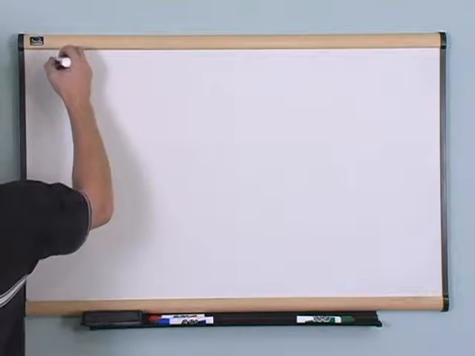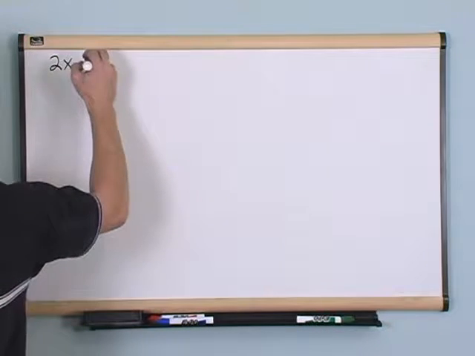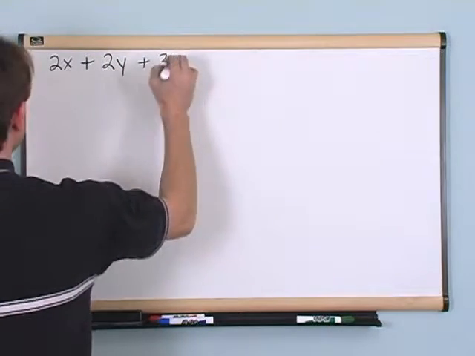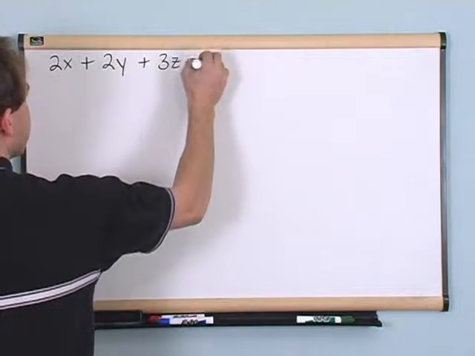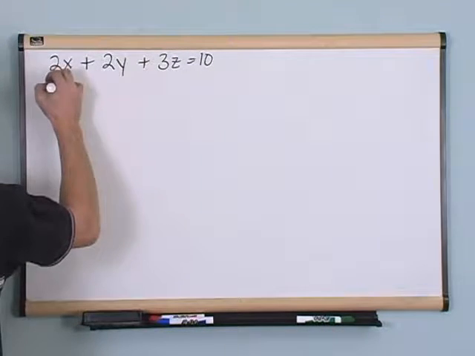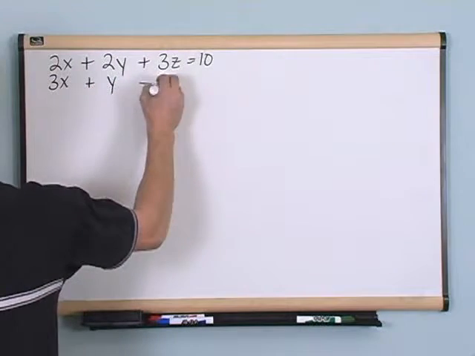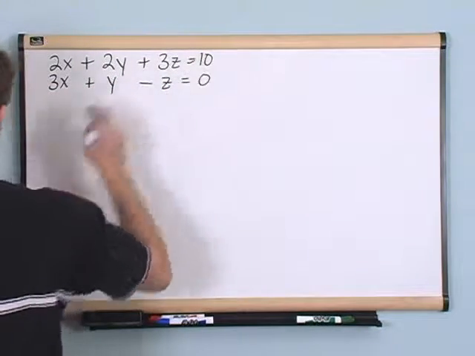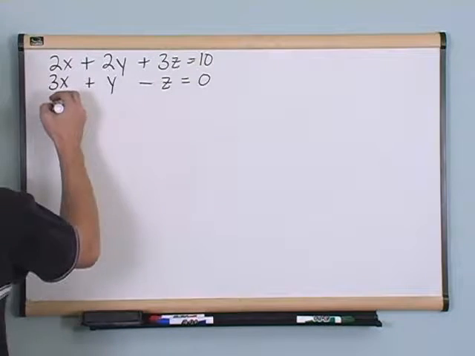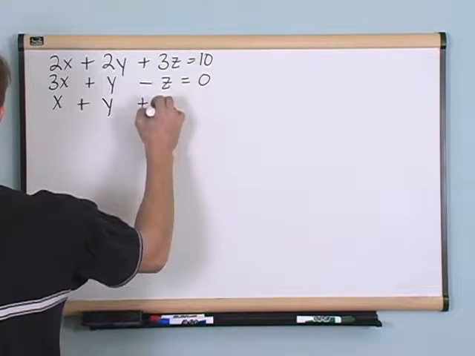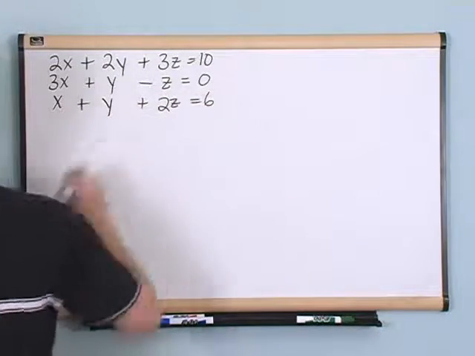Okay, let's go ahead and solve another one of these systems, just to get more practice with what you need to do. 2x plus 2y plus 3z equals 10. 3x plus y minus z equals 0. And then x plus y plus 2z equals 6.